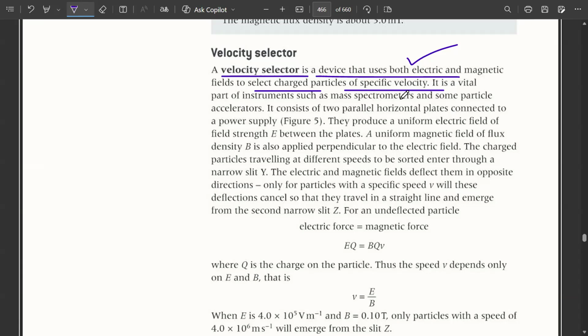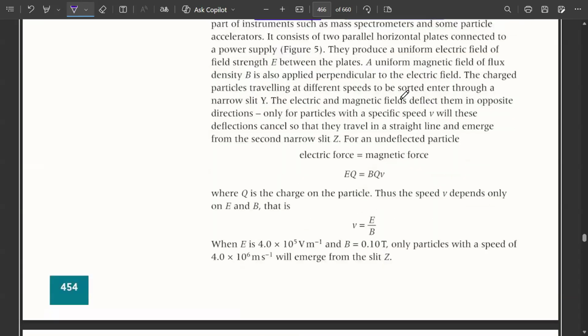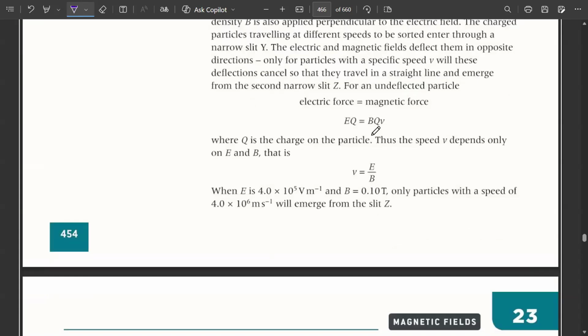The charged particles traveling at different speeds to be sorted enter through a narrow slit Y, and the electric and magnetic fields then deflect them in opposite directions. So only for the particles with a specific speed v will these deflections cancel, so they travel in a straight line. Sometimes, if that magnetic field is being created through electricity, we can say that the electric force is also equal to the magnetic force. And if you cancel out the charge on both sides of the equation, the final formula becomes what?